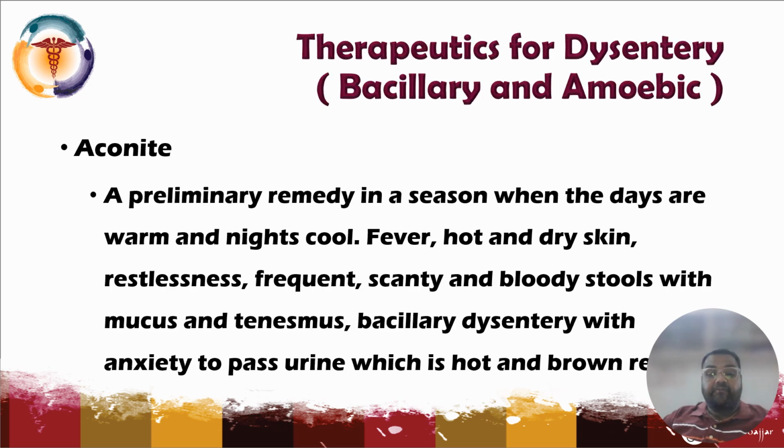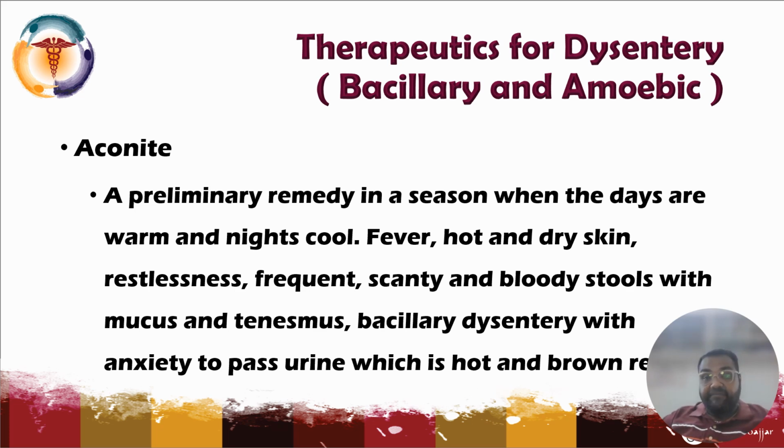Now let's see the homeopathic therapeutics for dysentery, both bacillary and amoebic dysentery, right? So the first homeopathic drug is aconite, a preliminary remedy in the season when the days are warm and the nights are cool in the summer. So fever, hot and dry skin, restlessness, frequent scanty and bloody stool with mucus and tenesmus is there. Bacillary dysentery with anxiety to pass urine, which is hot and brown red in color, right?